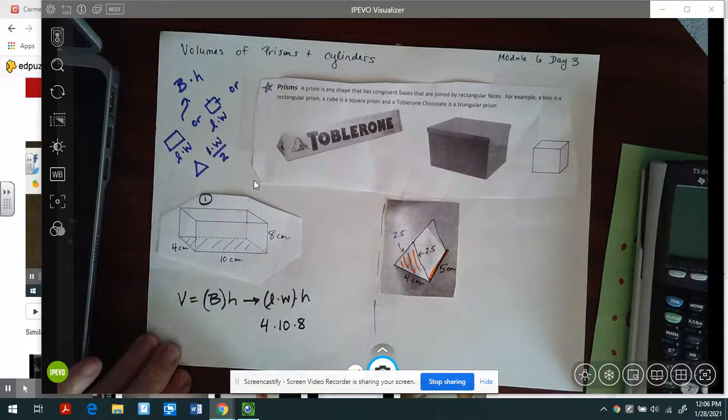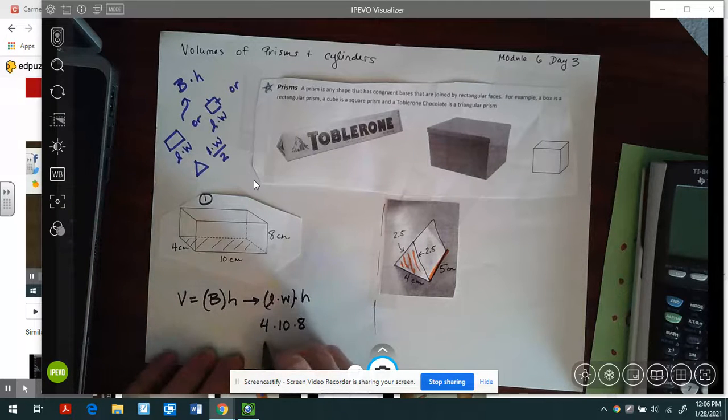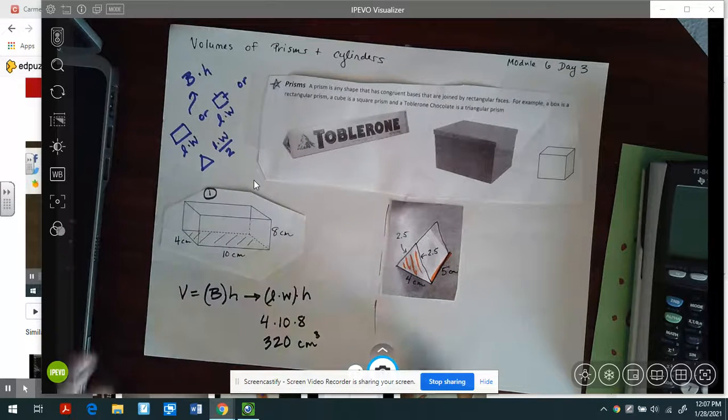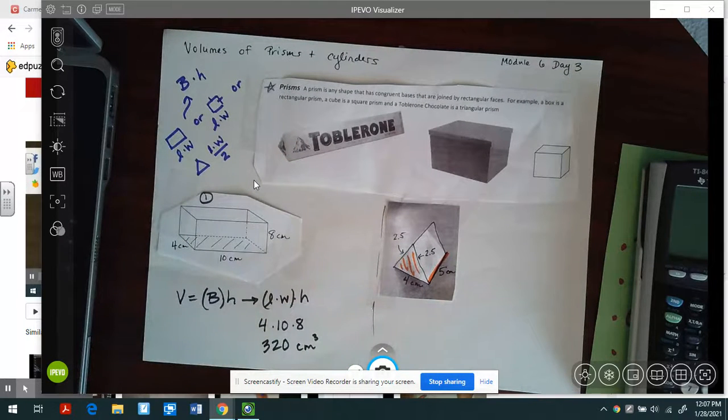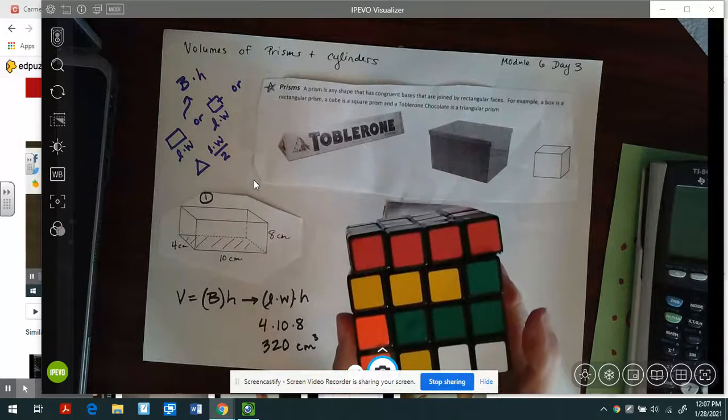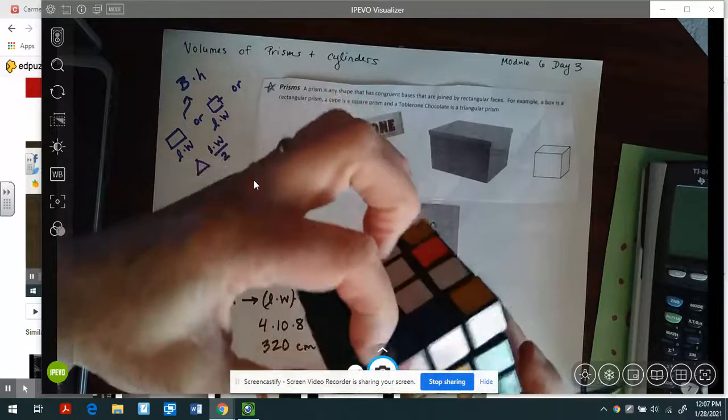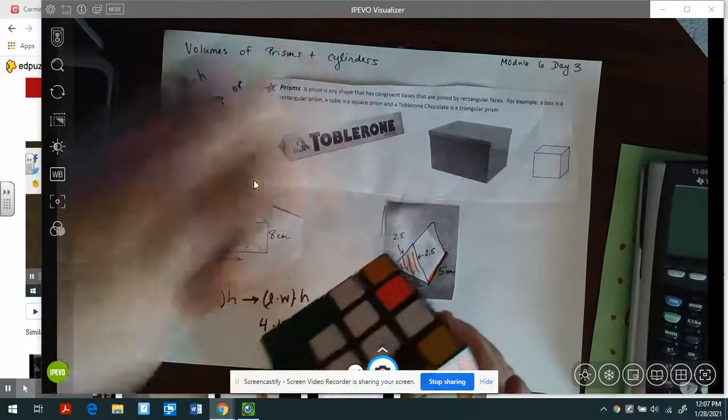Does it matter what order I multiply these? Absolutely not, because order of operations says you can multiply in any order and you get the same number. So this is 40 times 8, or 320. And these are cubed units, because volume is the area of space that fits inside of an item. And so you measure that in what I like to picture like little ice cubes. Or if you can picture a Rubik's Cube, all the little side pieces, you're counting how many of these little guys fit in here. That would be volume.